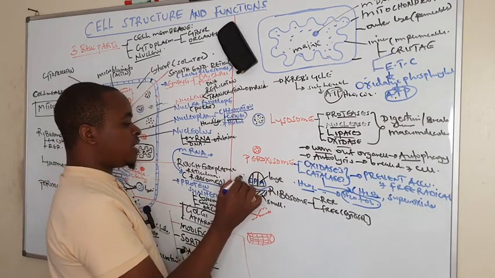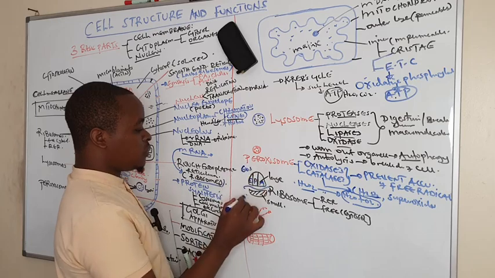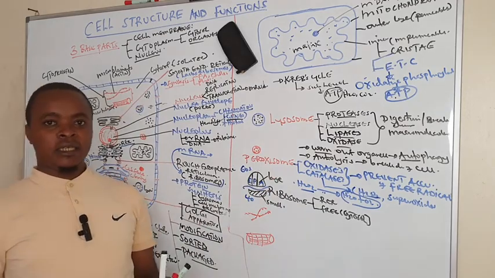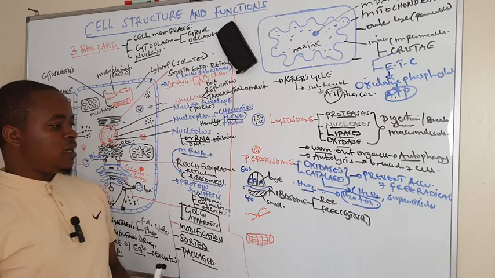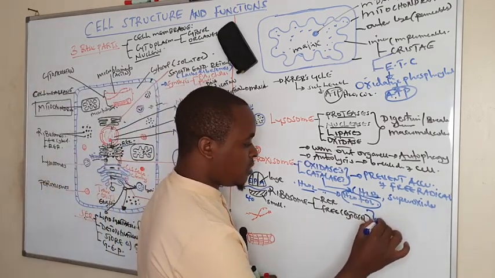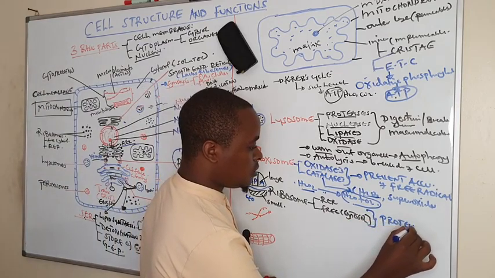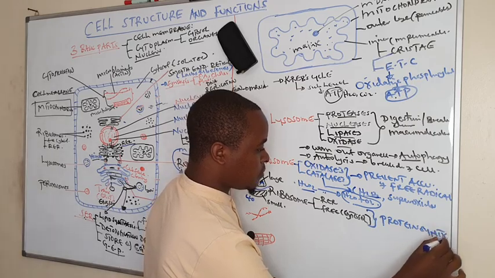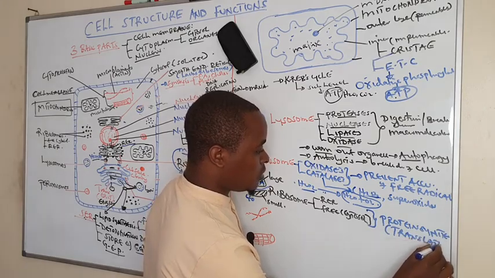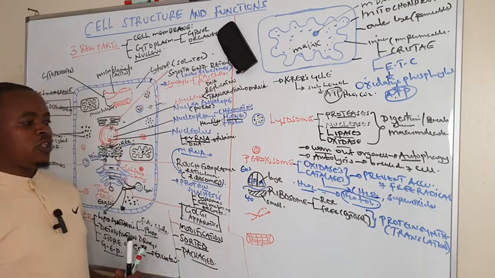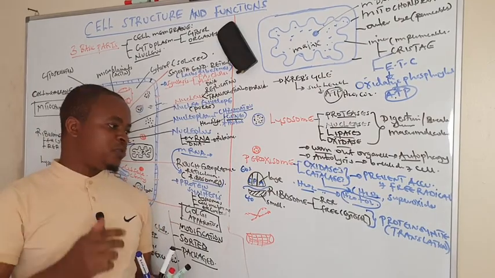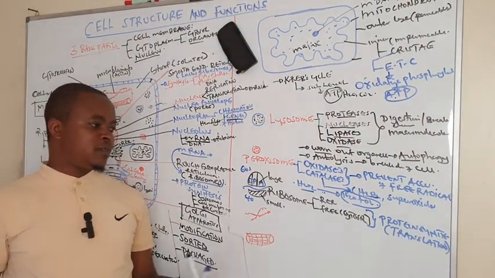In the eukaryotic cells, this one is 60S, this one is 40S. Then in the prokaryotes, 50S and 30S ribosomal subunits. And the major importance of these ribosomes is protein synthesis, by the process known as translation, to form the polypeptide chain. That is the function of the ribosomes in the cell. Hope you are getting these concepts.